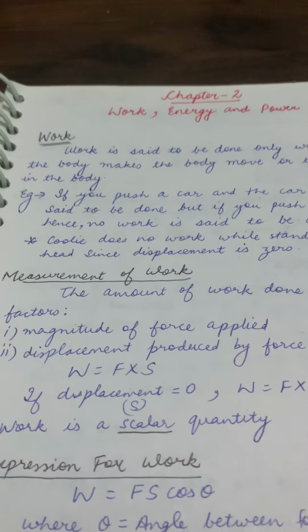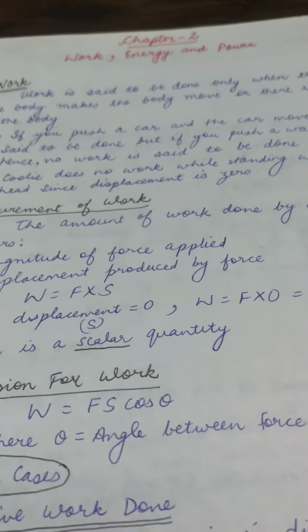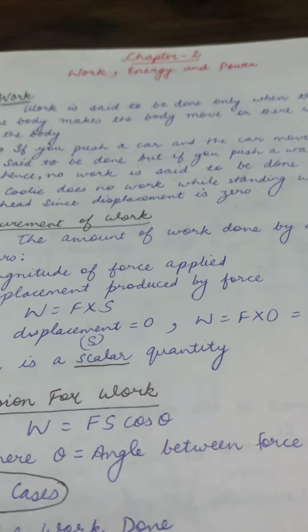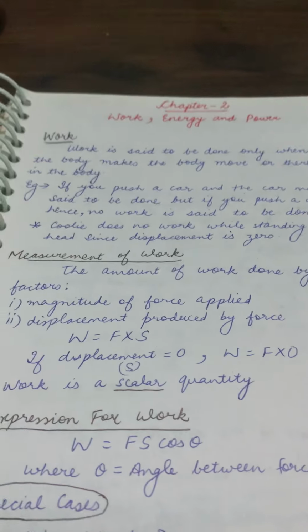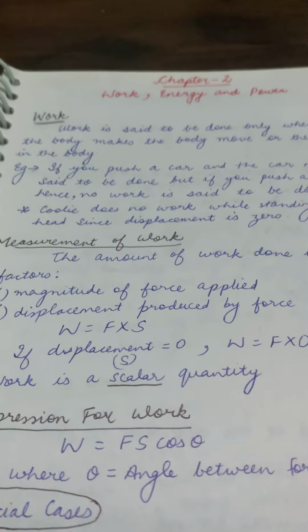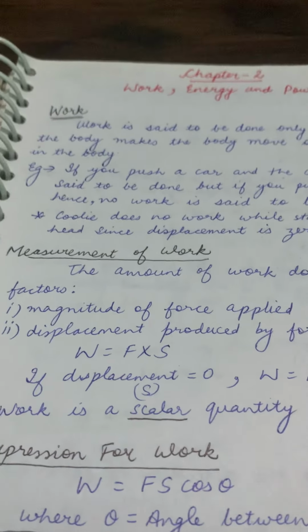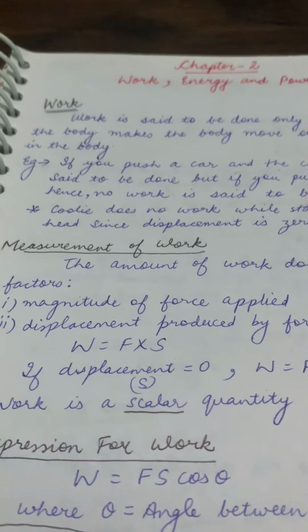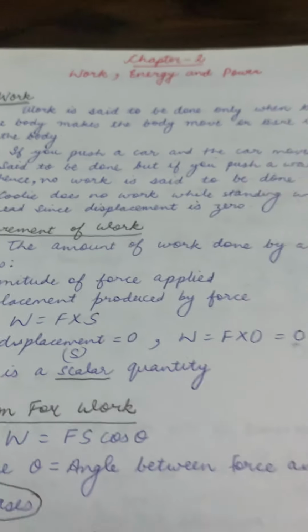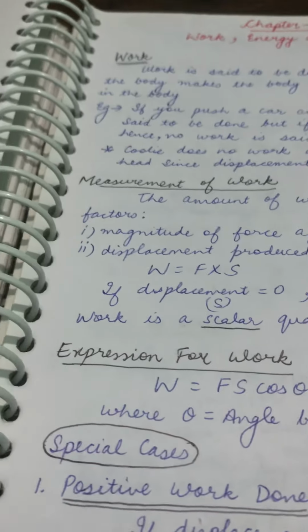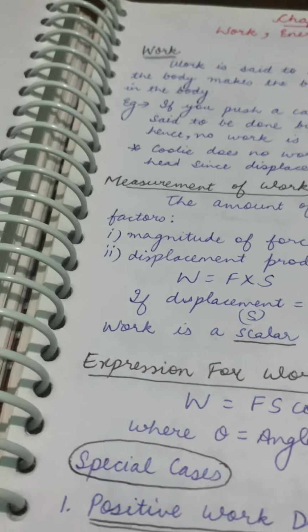Now the amount of work done depends upon two factors. One is how much force you're applying and how much is the displacement produced in the body on which the force is applied. And we know it is directly proportional to both. So the formula of work is force into displacement. That is, if displacement S is 0, then F into 0 comes out to be 0. And it is also a scalar quantity.